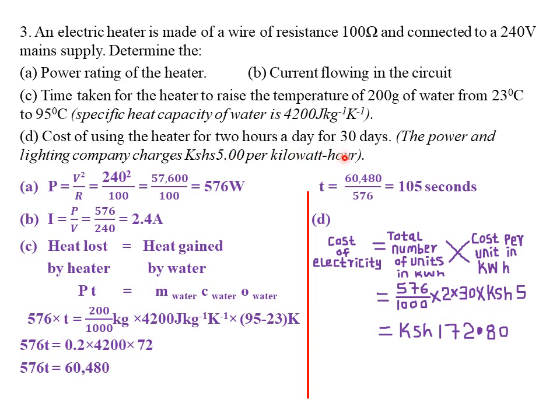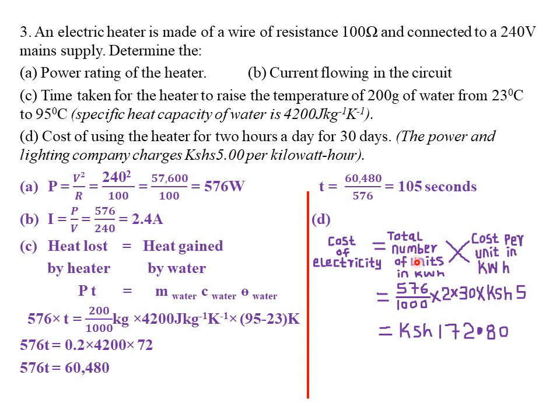hour. So of course the lighting company is the KPLC for the case of Kenya. In other countries, maybe you have different bodies governing or regulating the electricity. So we said the cost of electricity is given by the total number of units in kilowatt hour multiplied by the cost per unit in kilowatt hour. So the value that you are given, that one will always be the cost in a unit, and remember a unit is simply the kilowatt hour.